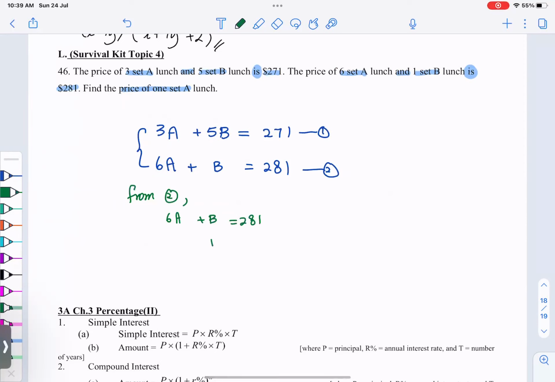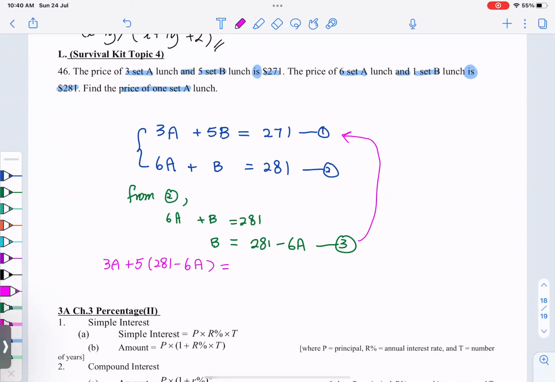And then what do you want? B on one side and the other things on the other side. Okay, so this you can name it as third equation, or you could just say B equals to this. And then what we do next is whatever you have found, substitute into the equation that you haven't used. So 3a plus 5b is 281 minus 6a. So you also have to write that equals to 271. And then just continue, open the brackets, and then you should be done very soon.